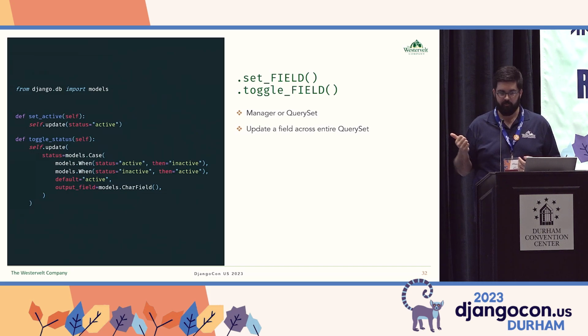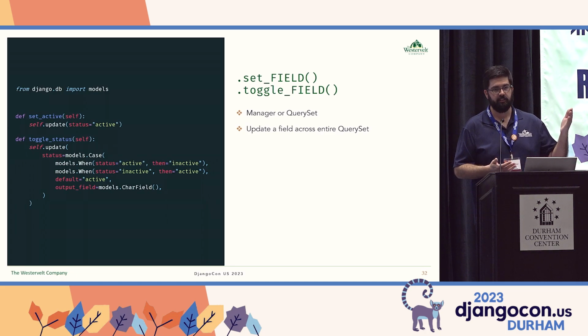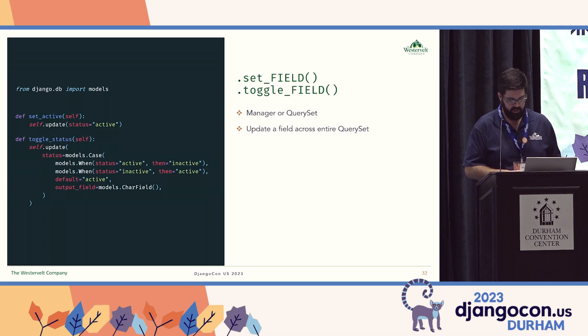All right, this one's pretty straightforward. Set field and toggle field, you just use this to efficiently change a single field across an entire query set. Let's say you've got a model with a status field that can either be active or inactive, and set active and toggle status do what you expect. These are great to use in the admin.